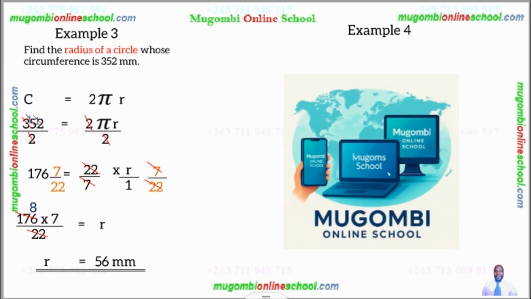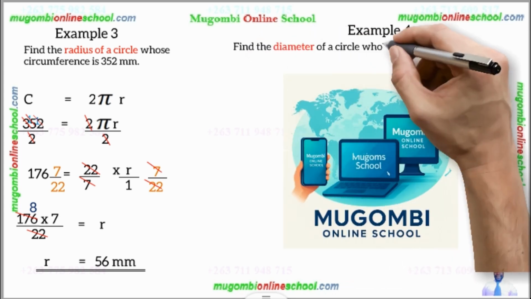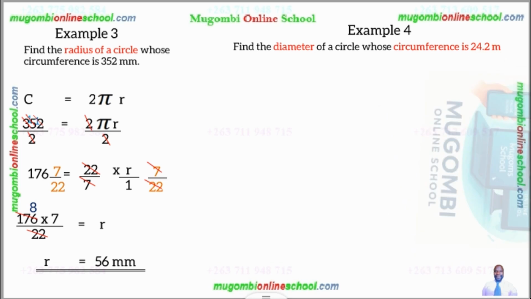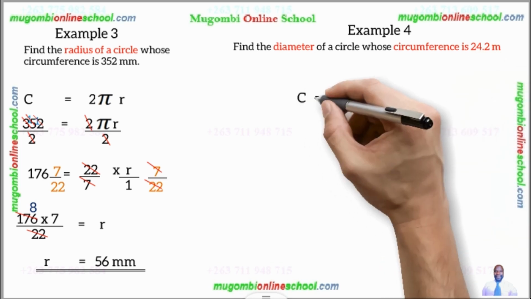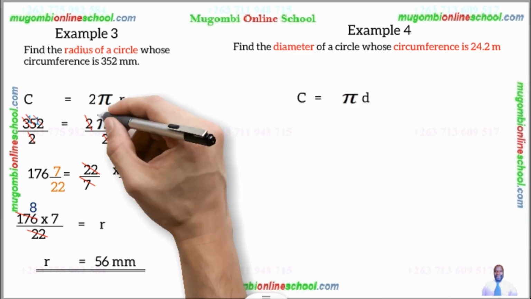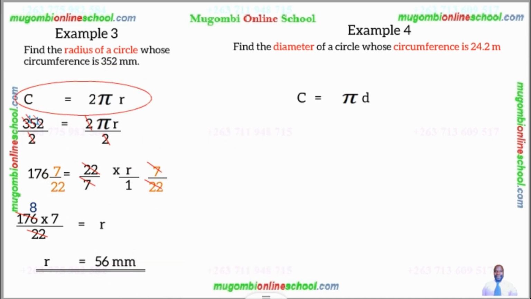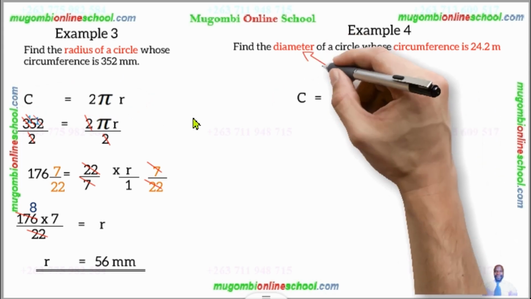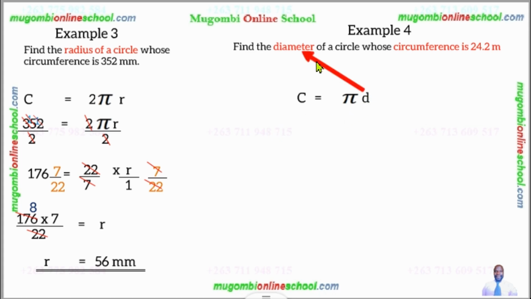Example 4. Example 4 reads, find the diameter of a circle whose circumference is 24.2 meters. So we are going to use the formula c is equal to pi d. But take a look here. C is equal to 2 pi r. We can't use this one because we need to use this one with the diameter to get the value directly.